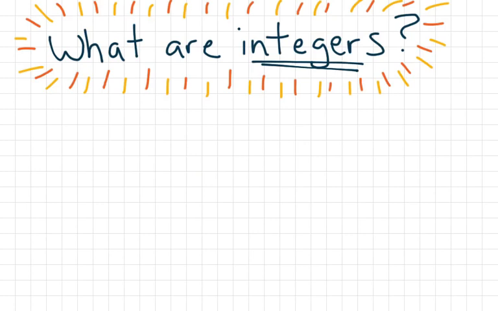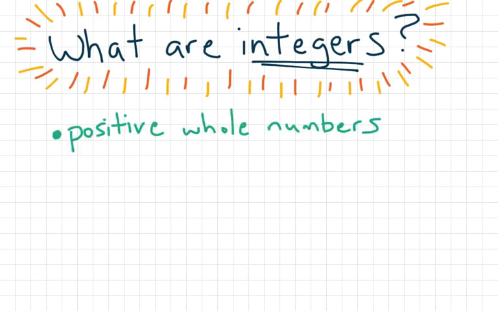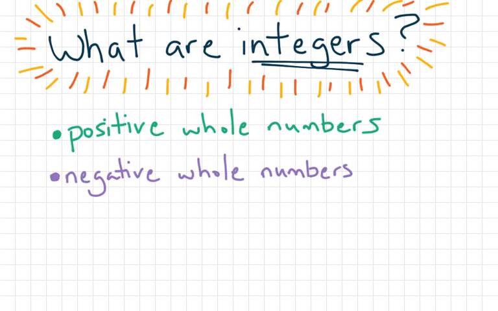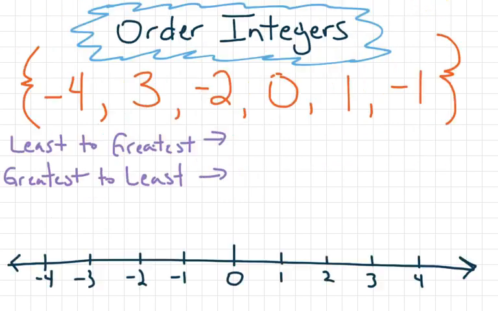So to start things off, let's tackle that word integers. What are integers? Well, integers basically cover three areas. They can be positive whole numbers, they can be negative whole numbers, and it includes the number 0, which is not positive or negative. And we need to remember that positive numbers are typically associated with what looks like a plus sign. Negative numbers are generally associated with a minus sign.